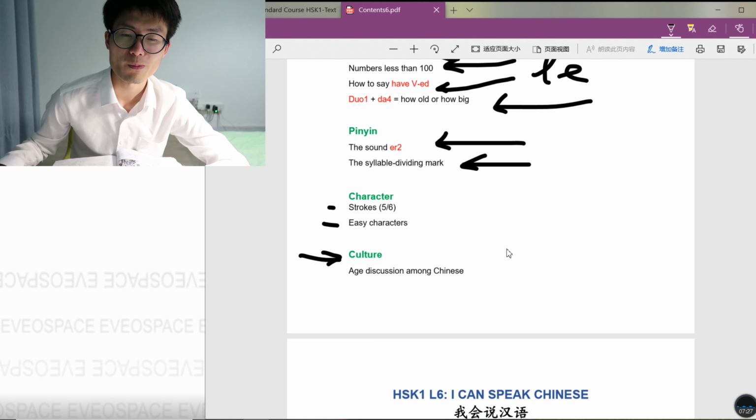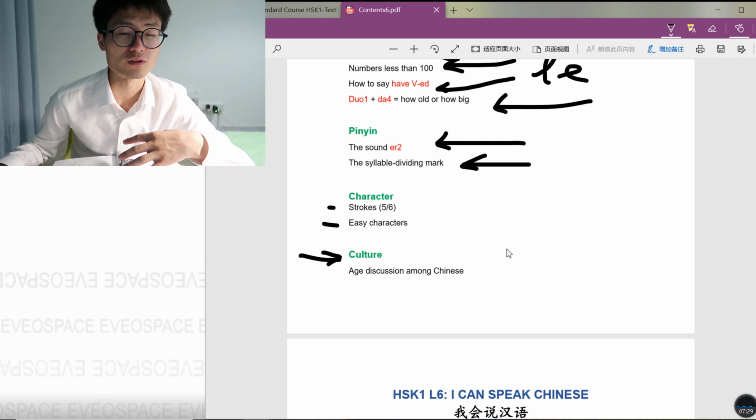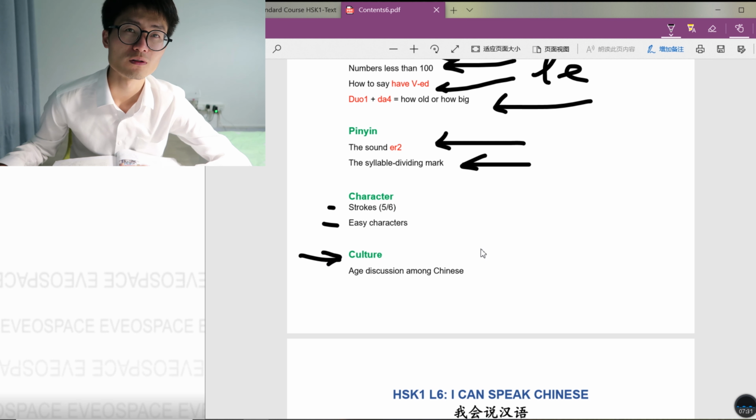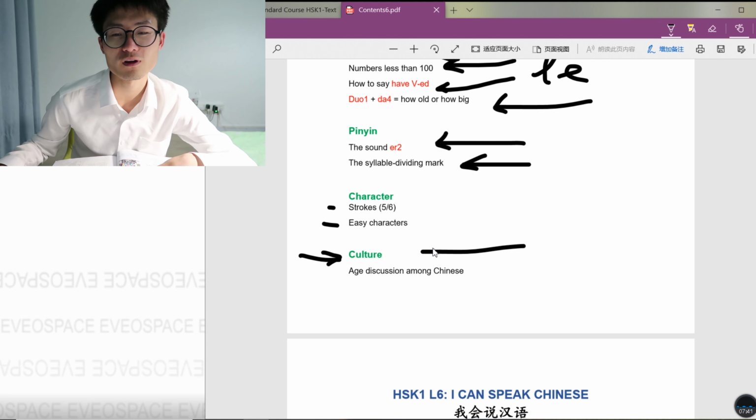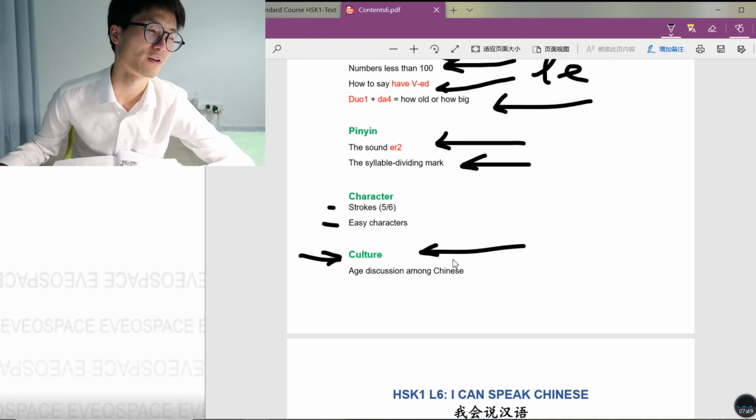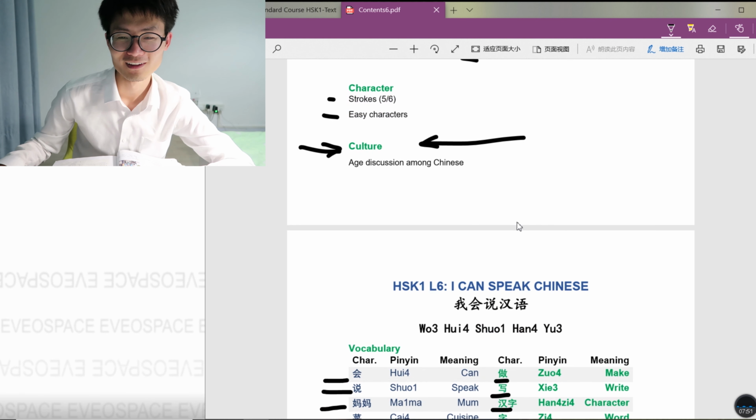So you would discuss the age with other Chinese people. So basically they would anticipate anything like marriage, like girlfriend, like boyfriend, like college. Like you should have been out of college like when you are 24, like me.